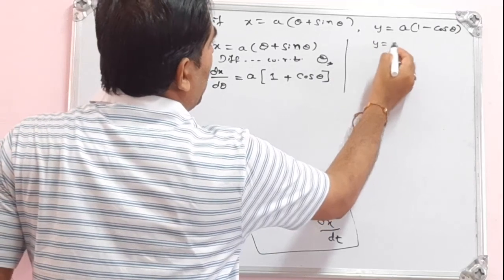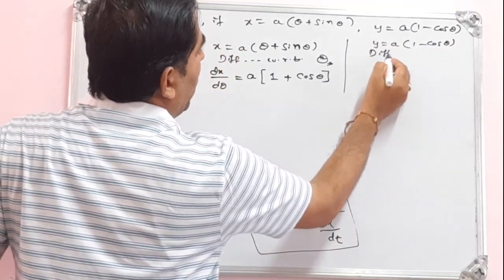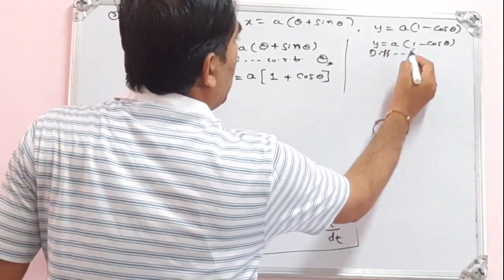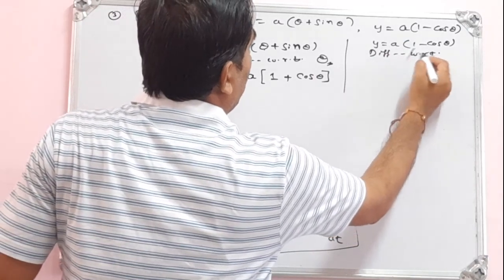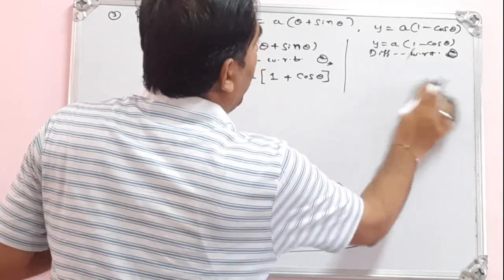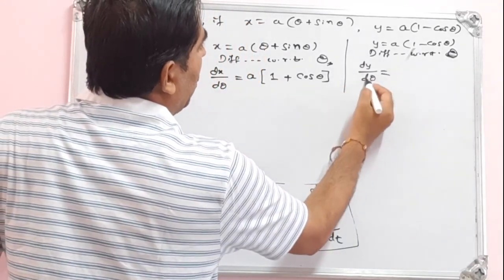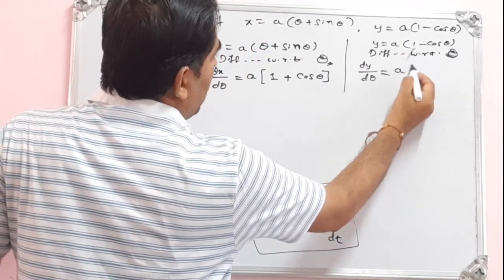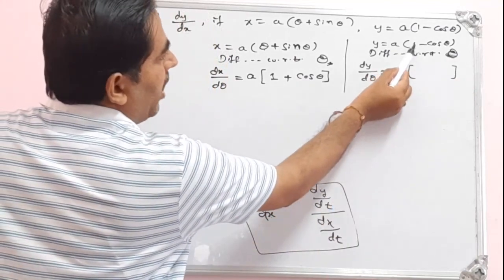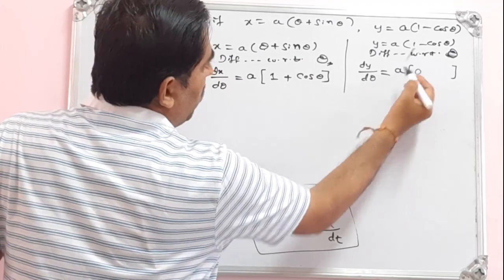Now this y is equal to a into (1 minus cos theta). This is the given function, so I can differentiate both sides with respect to theta. Then what will I get? dy by d theta. Here also I can write a as it is. Observe carefully: we are differentiating with respect to theta. What is the derivative of 1 with respect to theta? 1 is a constant, so the derivative of a constant is 0.